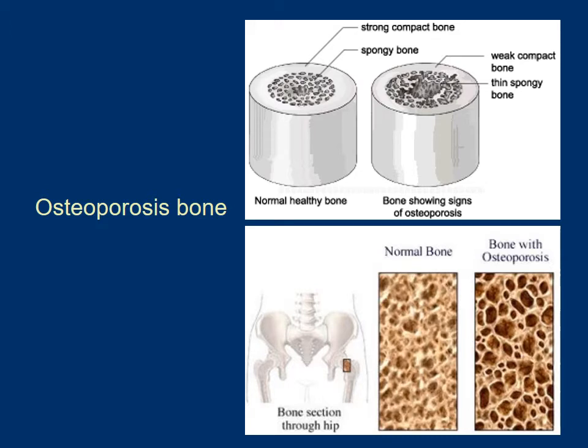Here is the picture of the normal healthy bone, and to the left we have the picture of the osteoporotic bone. We have the normal healthy bone with strong compact cortical bone outside, and inside we have the spongy bone, which is the metabolically active one. And to the right we have thinning of the spongy bone with wide pores and loss of the trabecular network or mesh of the bone, and weak thin compact bone outside.